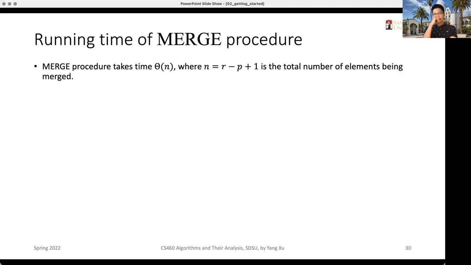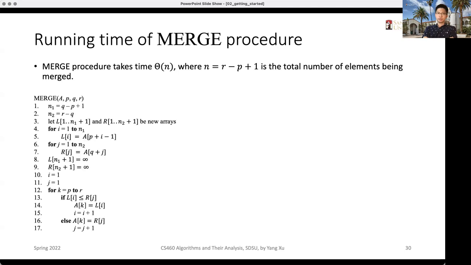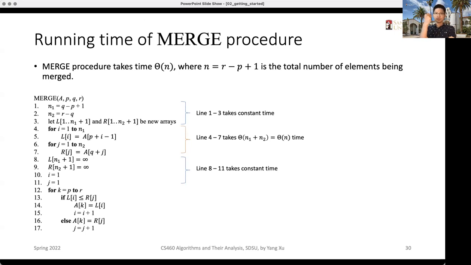Okay, so as we have already given the answer, it's big theta of n, because the for loop runs from P to R, and R minus P plus 1 is the total number of elements being merged. If we look at all those lines, we can basically ignore those lines that are only executed once or for a constant amount of time. For example, lines 1 to 3 and 8 to 11 all take constant time. And the for loops from 4 to 7, right? There are two for loops, and they take big theta of n1 plus n2, because that is the range for each for loop. So in total, they take big theta of n. And the last for loop also takes big theta of n.